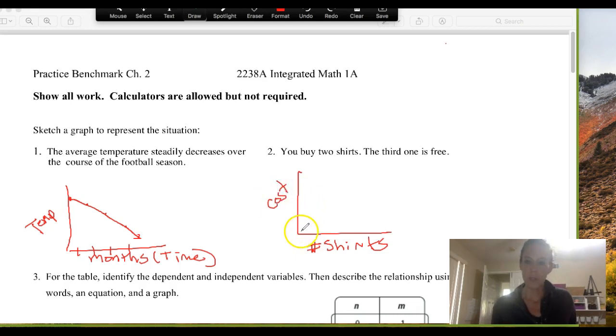Okay, so the number of shirts you buy. If you buy 1 shirt, you're going to pay however much. Let's say you pay, I don't know, we're not giving exact amounts, a certain amount. You buy 2 shirts, you pay that same amount. But you buy the 3rd shirt, you're not going to pay any more. You're just going to pay the cost of 2. So it might look something like this. 0 shirts, you pay $0. 1 shirt, you pay, say, $10. 2 shirts, you pay $20. The 3rd shirt, you're still paying $20. So it just comes over like this. And that's what that would look like.